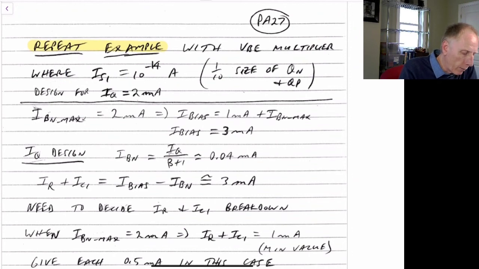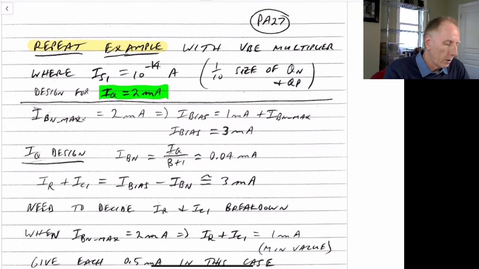We want to design now for a quiescent current of 2 milliamps. So we're not going to worry about the case where we had diodes which were very, very large, because we have our Vbe multiplier here. So we can go for a quiescent current which is only, sorry, 2% of our maximum current, which is 100 milliamps. So it's 1/50th.